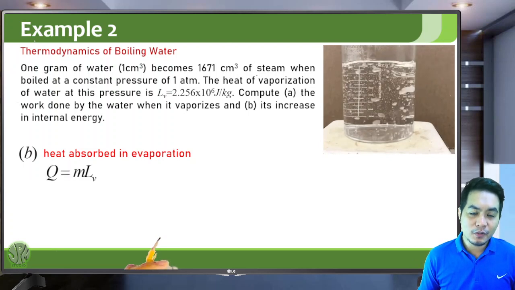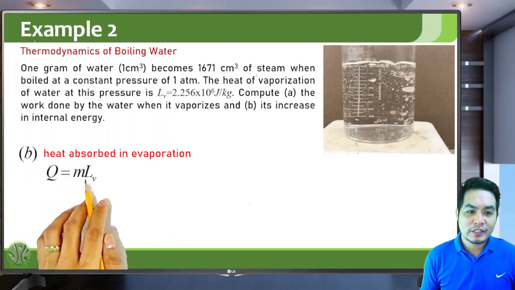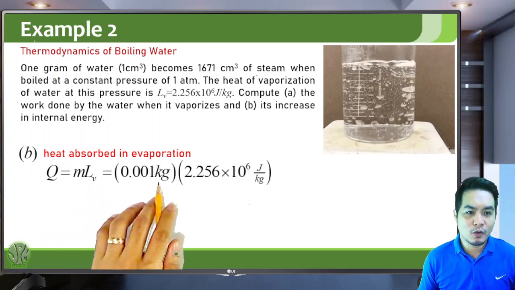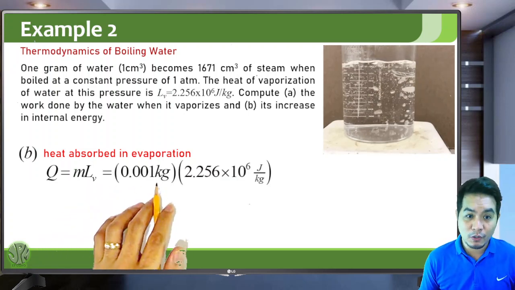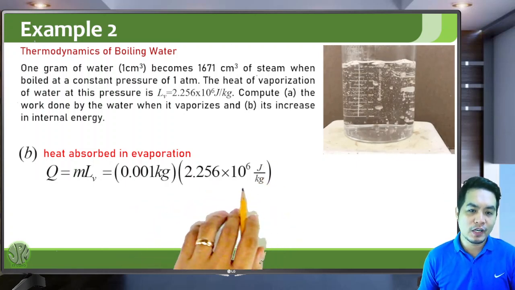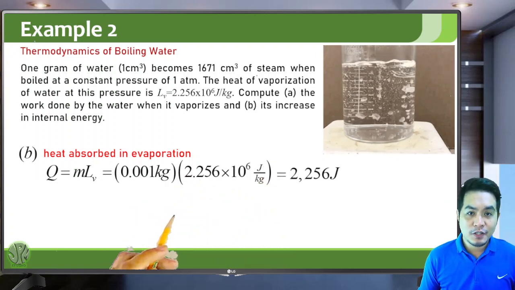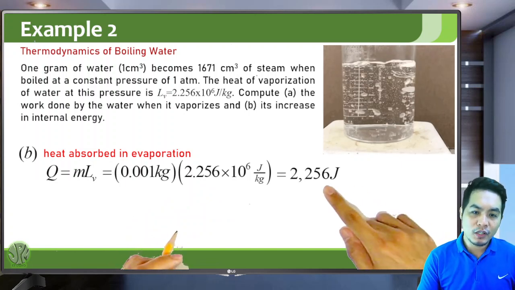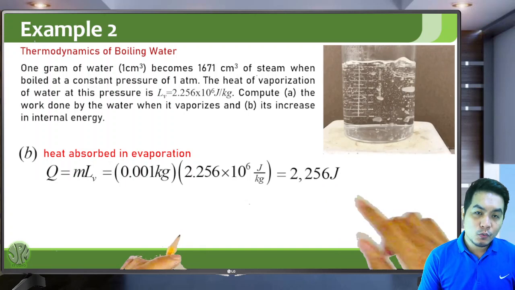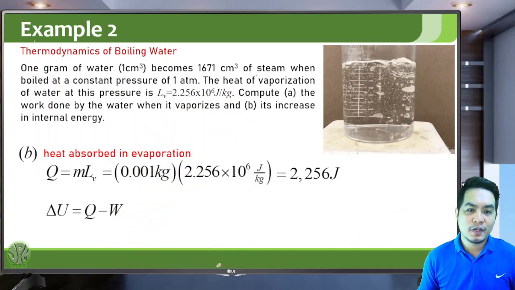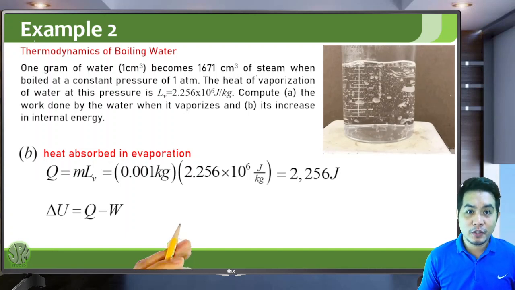is just equivalent to the mass of the water times the latent heat of vaporization of water. So it's just the mass of water, 1 gram, 0.001 kilogram, converted into kilograms, times the latent heat of vaporization in joules per kilogram, and then you will get an answer in joules, 2,256 joules. So 1 gram of water absorbs 2,256 joules to become 1,671 cubic centimeters of steam.